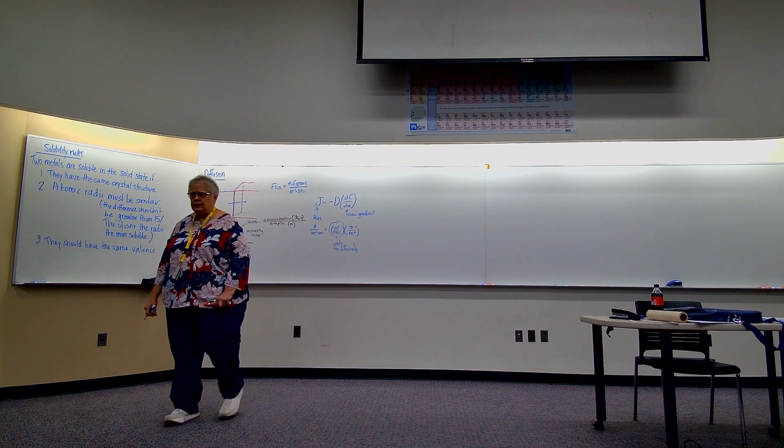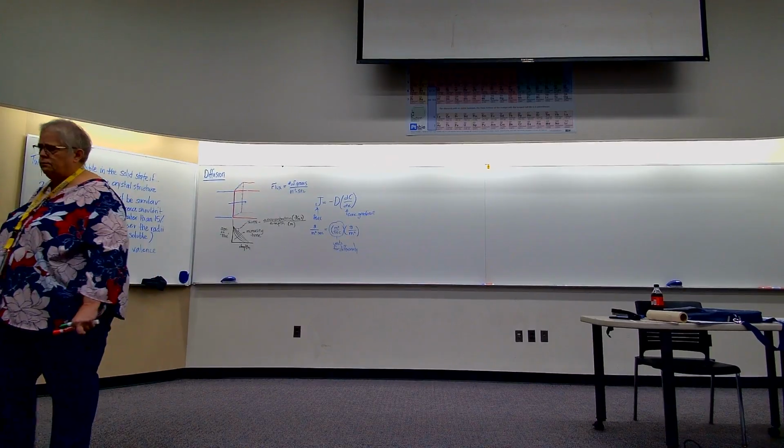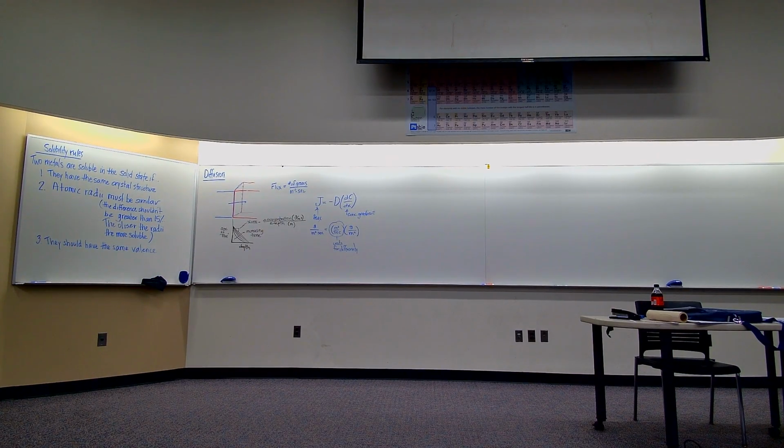So diffusivity is the likelihood, the speed at which one metal can diffuse into the other, and it has units of meters squared per second. It's kind of a weird unit, but that's where that comes from.